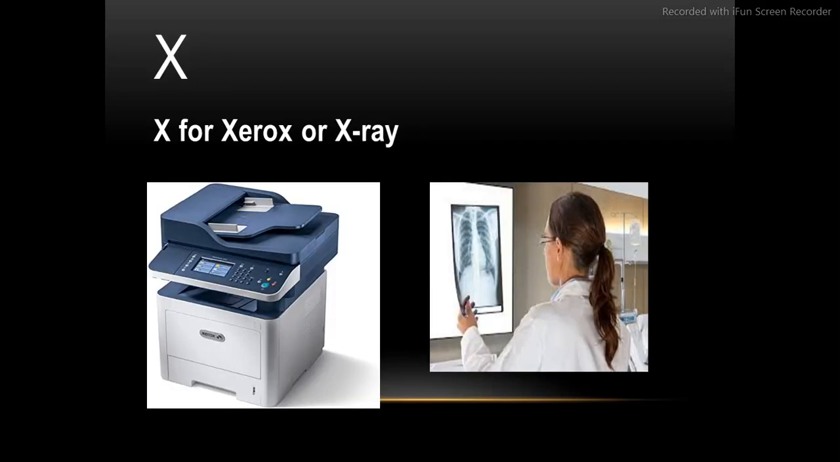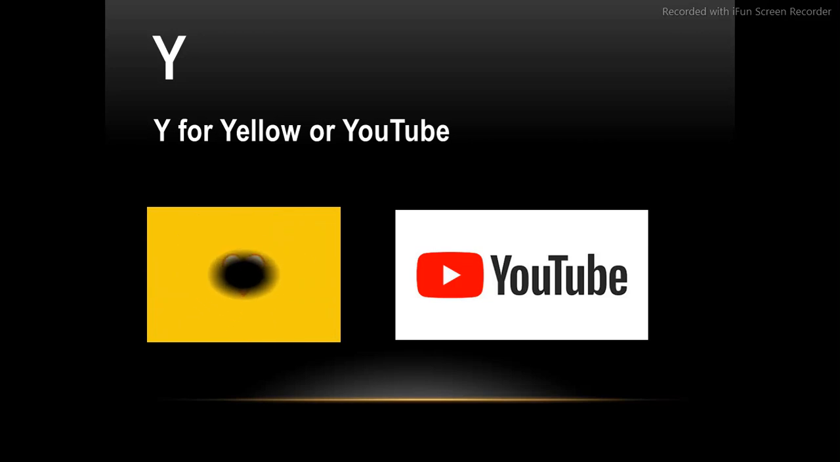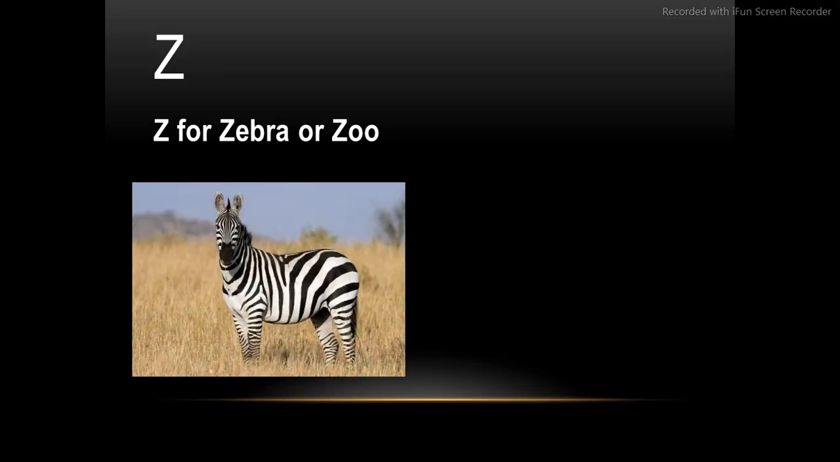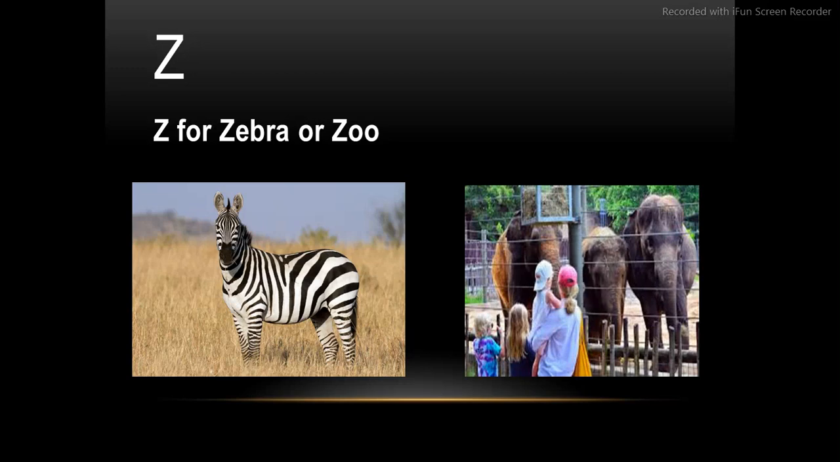X for Xerox or X-ray. Y for YouTube or yellow. Z for zebra or zoo.